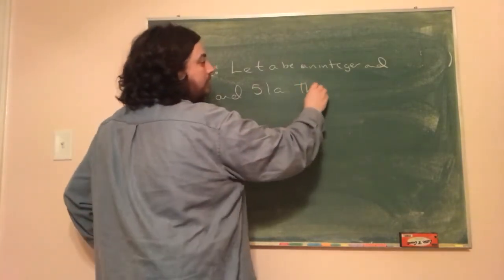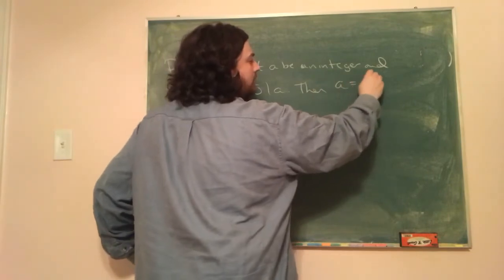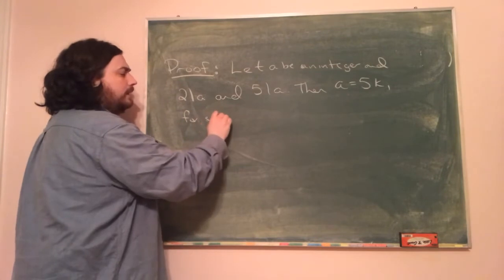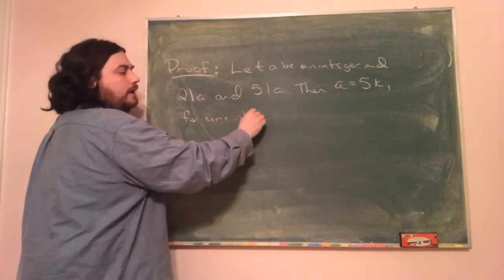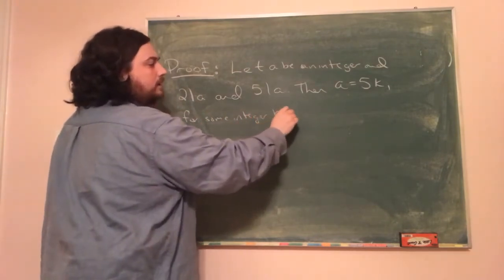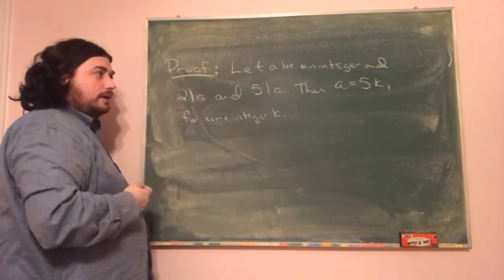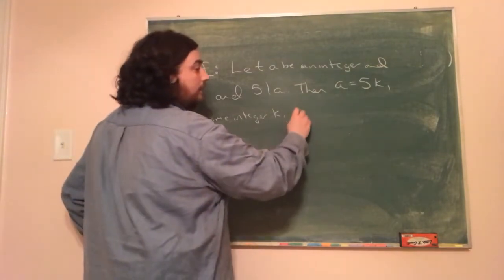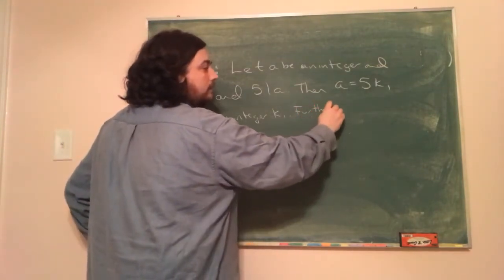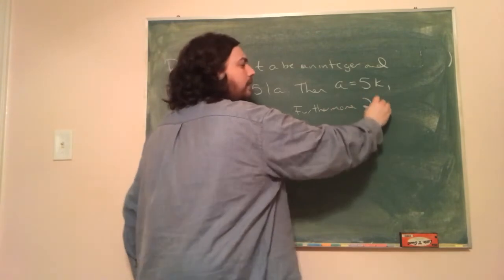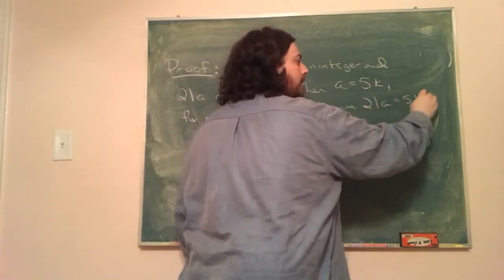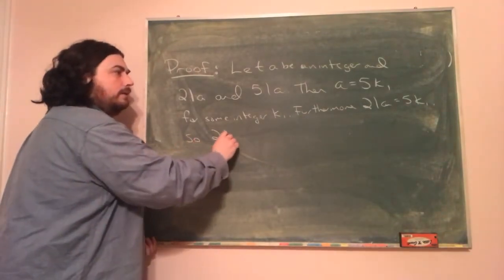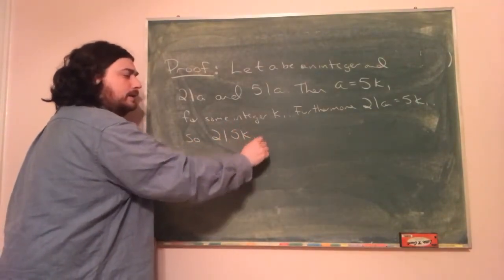So what that means is then a is equal to 5 times k1 for some integer k1, and that follows by definition because 5 divides a. So we know that a is equal to 5 times k1. Now, furthermore, we noted that 2 divides a, which is equal to 5 times k1. So 2 divides 5 times k1.